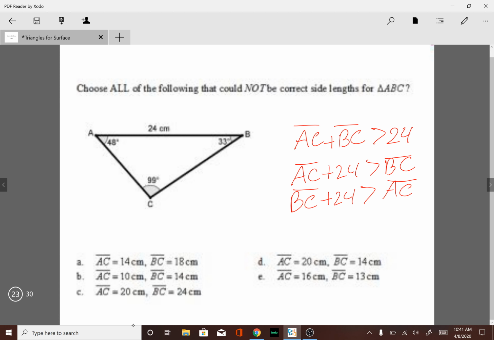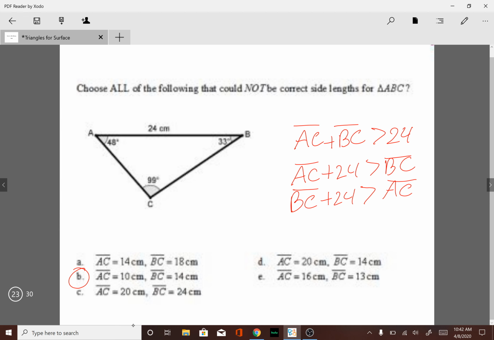10 and 14, those are going to be equal to 24, so that one's not looking good. Choose all the following that could not be correct side lengths, so we'll circle B. 20 and 24, well, that checks out for this one. And it's going to work out for the other three as well. So C is good. 20 and 14, once again, that's going to work out also. And E is 16 and 13, so that's going to work out for this one too. So choose all the following that could not be correct. The only answer is going to be B.